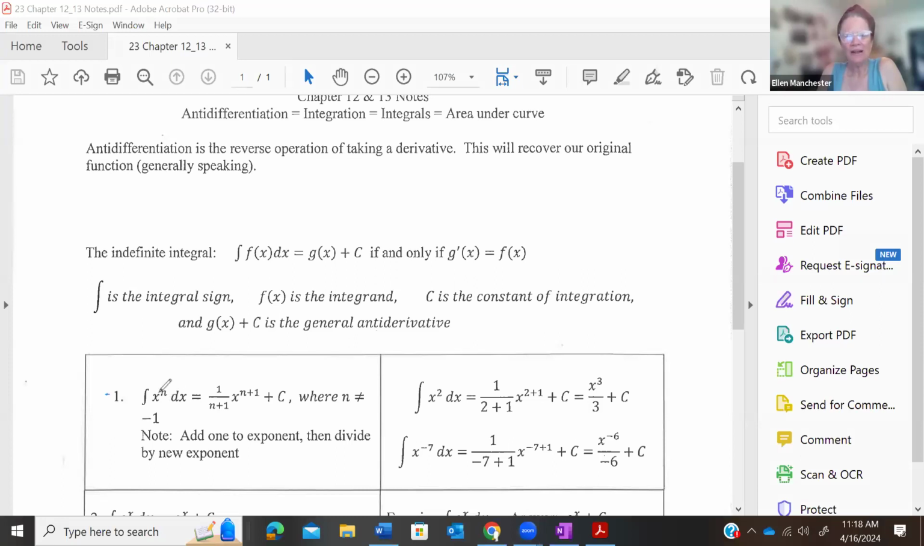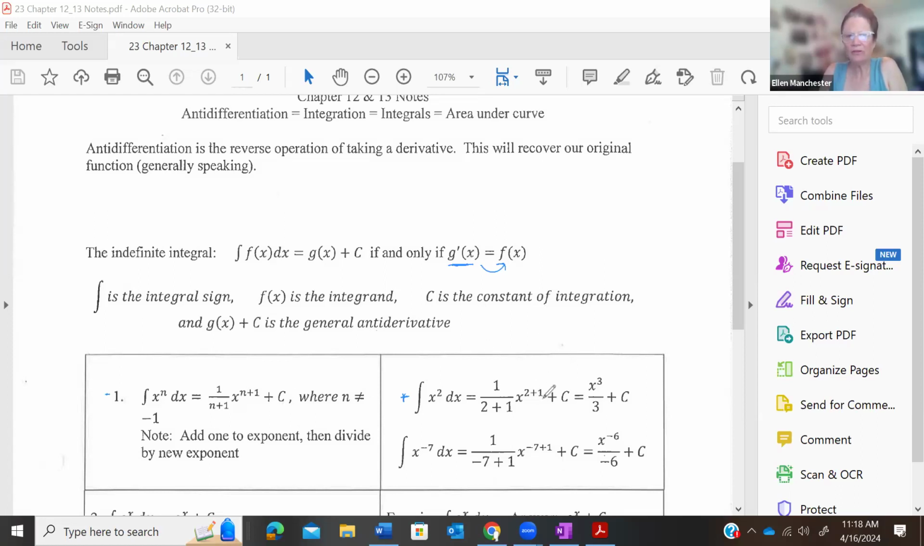I'm looking right here. If I have a function and I'm finding the antiderivative, I'm going to add 1 first. So opposite of subtracting 1, I'm going to add 1. And then I'm going to divide by the new exponent. Now, remember what you're doing. Like on this example right here, you are given a derivative and you're changing it back to the original function. That's really key to keep in mind while you're doing this.